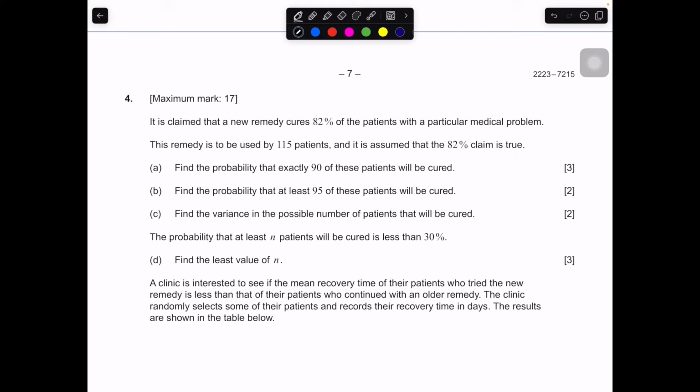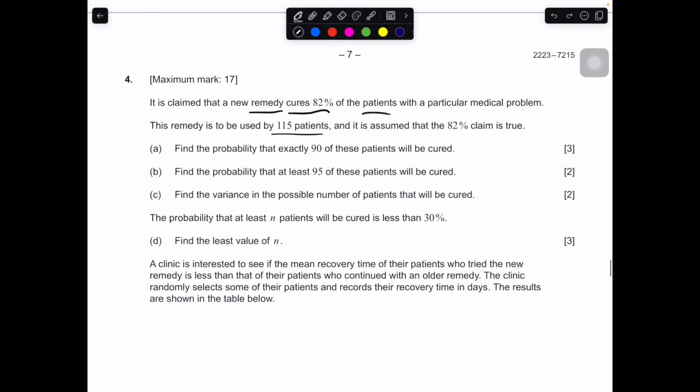Okay, so we've got some kind of medicine or remedy, and it cures 82% of patients with some problem. The remedy is to be used by 115 patients, and it's assumed that this is true, so it's not a false claim. Find the probability that exactly 90 of these patients will be cured. Okay, so we've got this probability situation, and it doesn't look like it's a set of independent events. We can't use a Venn diagram. With 115 patients, we can't use a tree diagram.